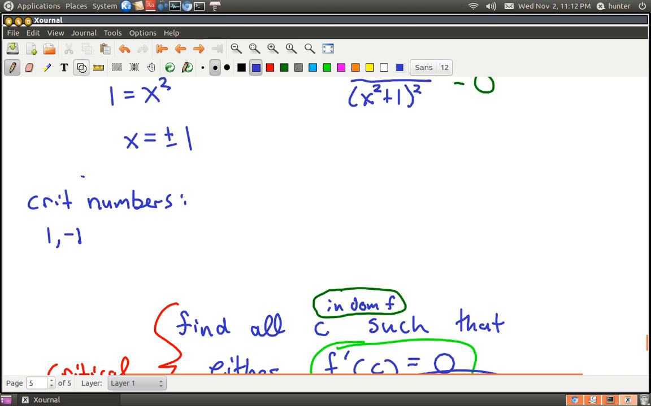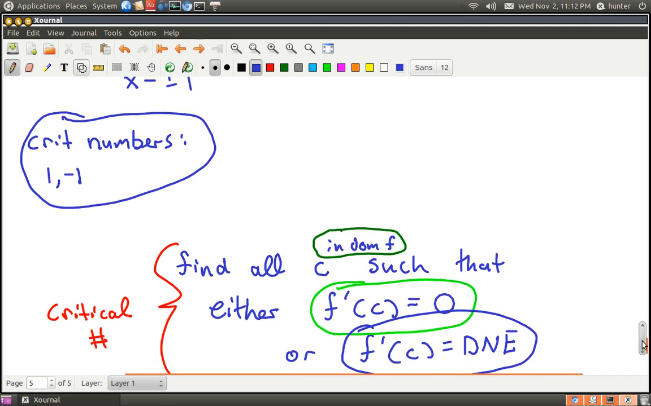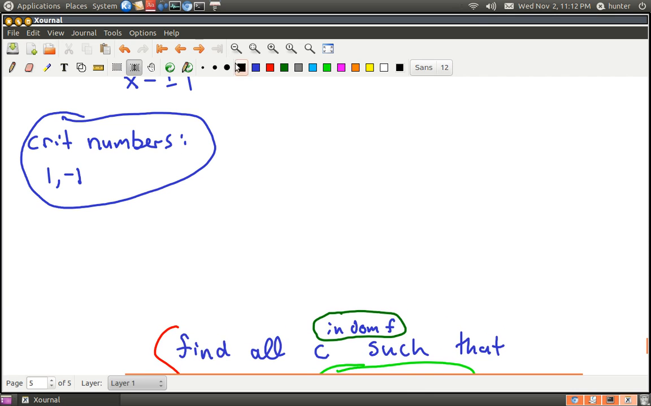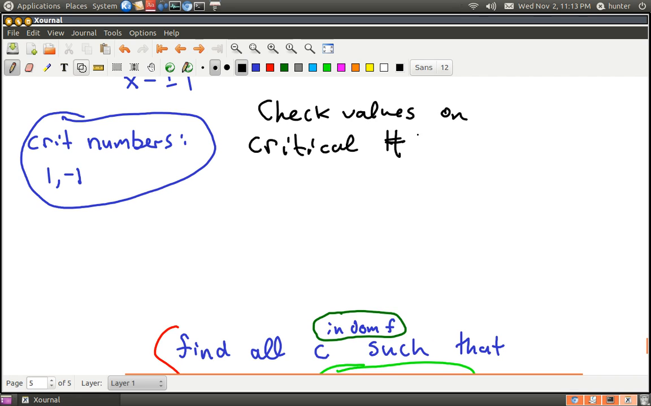Alright, so I have just completed phase A of using the closed interval method. The first thing you have to do is find the critical numbers, or as I like to call them, the crit numbers. And what else do you have to do? You just check the values of the function. So now I'm just going to check values on critical numbers and endpoints.